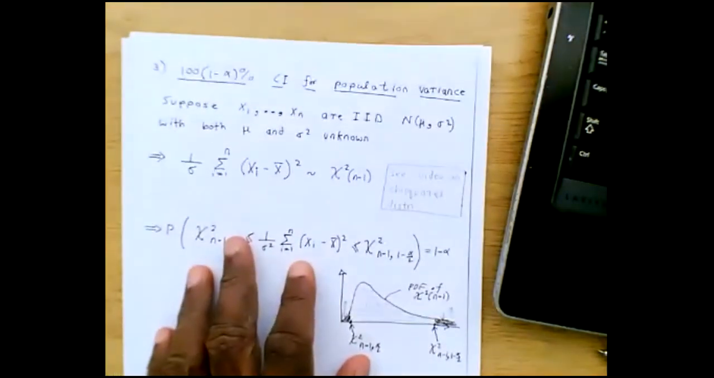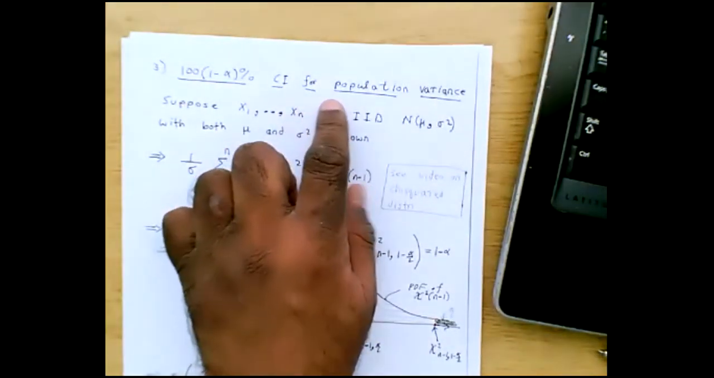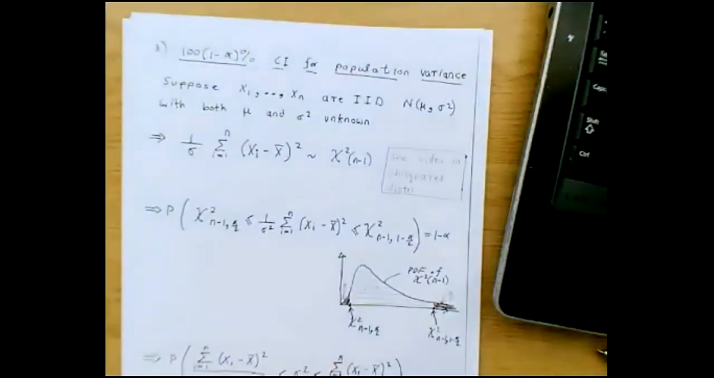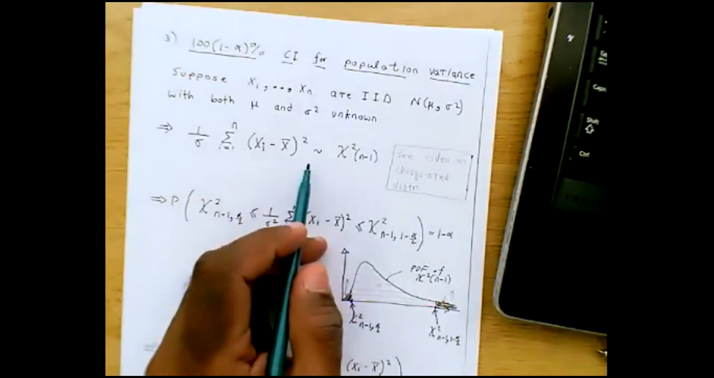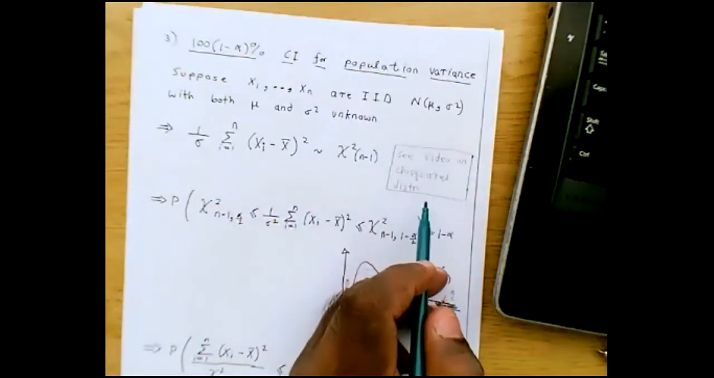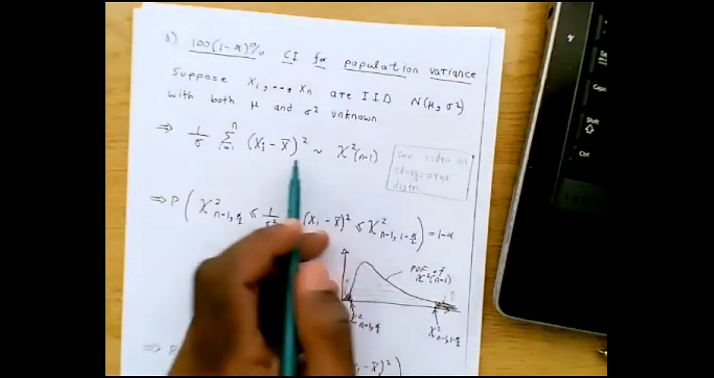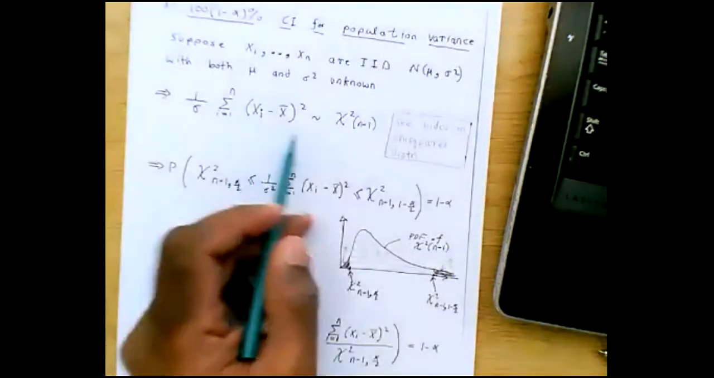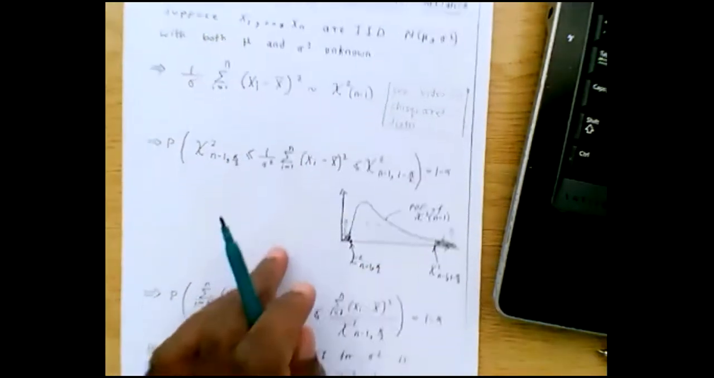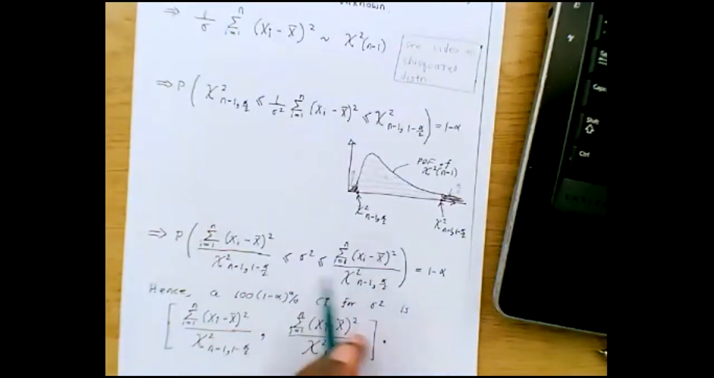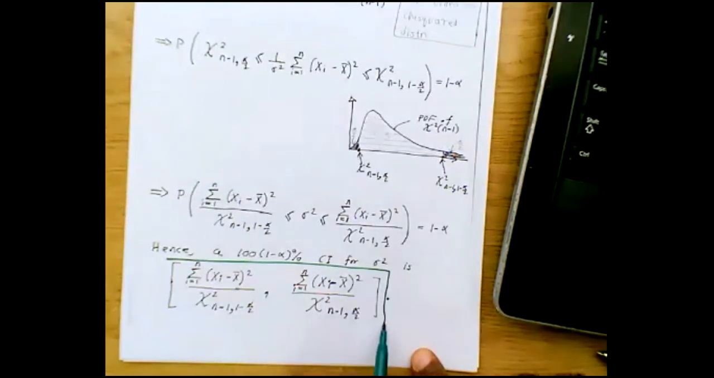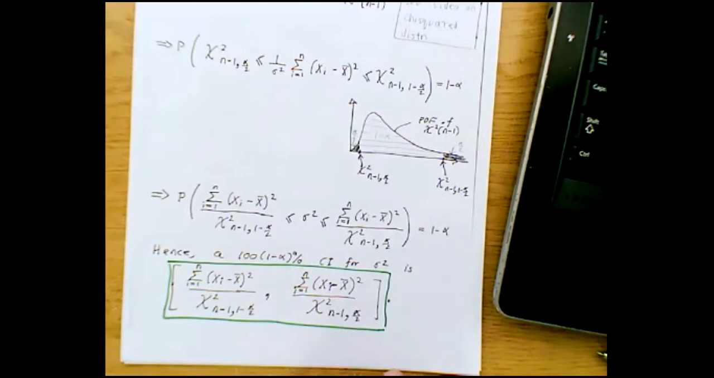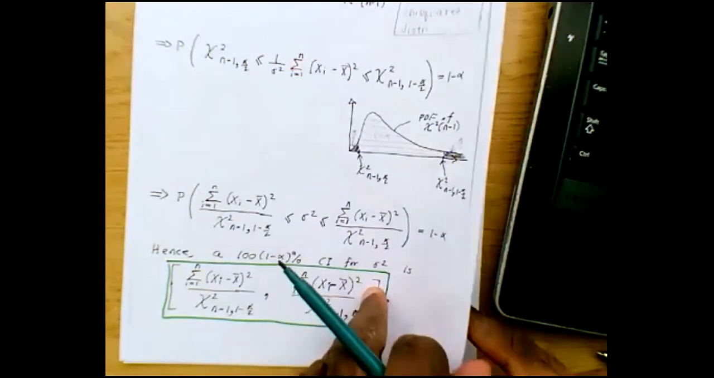All right, this is the third one. This is the confidence interval for the population variance. Now, this starts from this statement here. I'm sure you've seen this before. You should look at the video on the chi-square distribution. This is one of the results I taught you. Now, from this, this follows, right? And from this follows this. And hence, a confidence interval for the population variance is this one, okay? All right, so that's the third one.